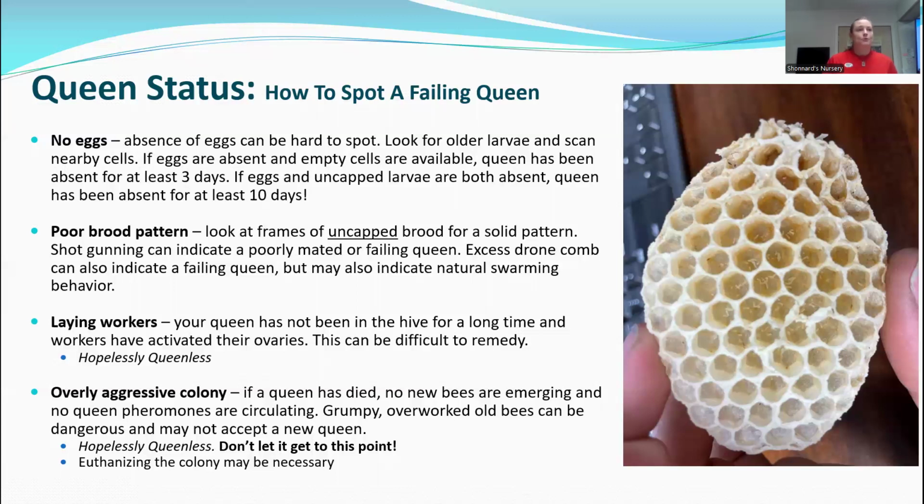If you're looking at uncapped brood and there's a couple of holes, then you're like, okay, there's something kind of weird happening here. The queen should lay in every single cell on a frame. So look at the uncapped brood. You should see a good solid pattern.